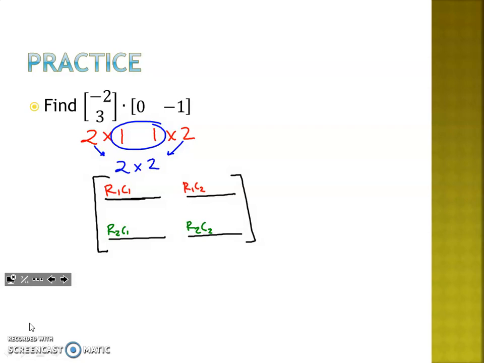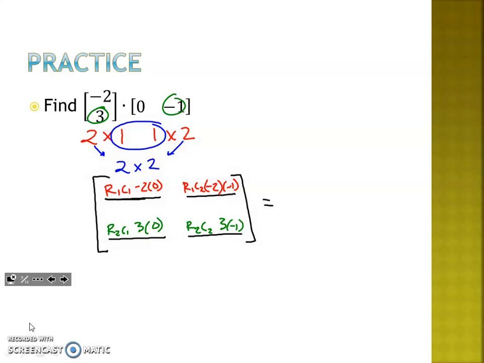When you do this, this one's a lot simpler because there's technically only a couple numbers that you're doing. Row 1, column 1: negative 2 times 0 is all I need. Next, row 1, column 2: negative 2 times negative 1, and that's it. Then we move on. Now we're on row 2. Row 2 is just a single number. That's okay. Row 2, column 1: 3 times 0. And then last one, row 2, column 2: 3 times negative 1.